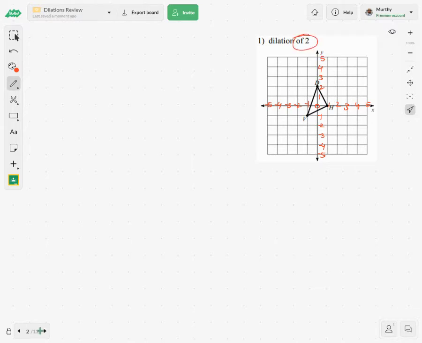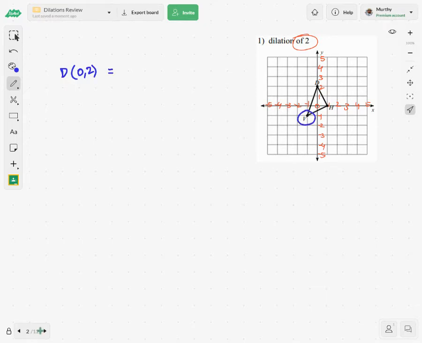Now dilation of 2 means the scale factor is given as 2. But before that, we have to identify what the points are here. Let me start with D. Point D, I see that the x value is 0 and the y value is 2. I hope you know how to identify these.